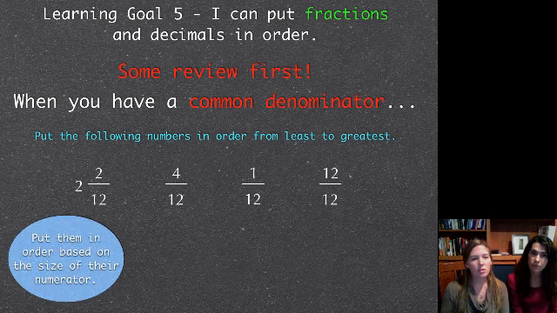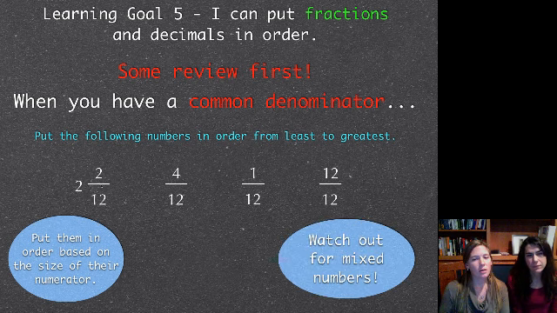However, if you notice in this one, they are sort of like what I said. Put them in order based on the size of the numerator. But we have a mixed number here. So automatically this tells me I have 2 wholes, and these are all just a fraction of a whole. So before I even look at anything else, I know that 2 and 2/12 is the biggest one.